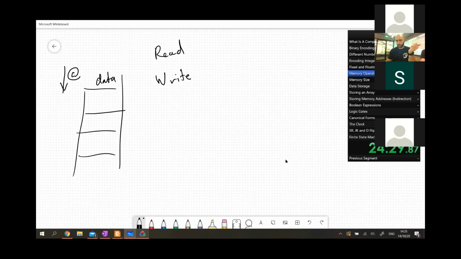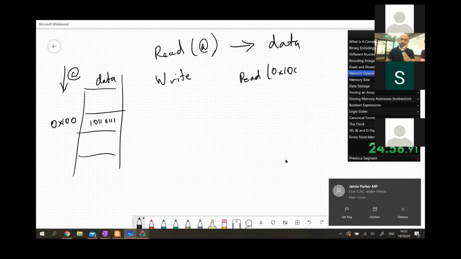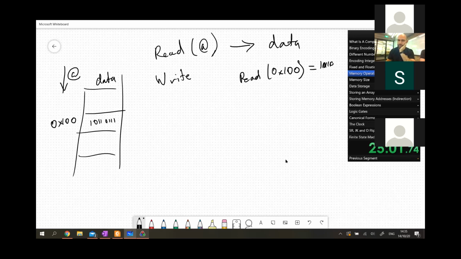So we've got these 2 instructions to deal with memory. We can say read at an address. And what does that give us? It just gives us the data at that address. So say this address here is 0x100, and we've got the binary number 10110111. So this is 1 byte memory. Well, if we read at 0x100, that equals 10110111.